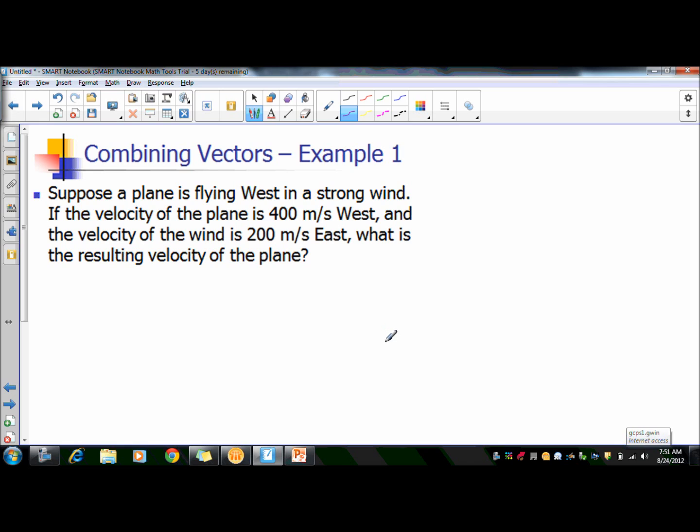So let's do an example doing 1D vector addition. This should look very similar to what we've already done in terms of distance and displacement. Suppose a plane is flying west in a strong wind. If the velocity of the plane is 400 meters per second west and the velocity of the wind is 200 meters per second east, what is the resulting velocity of the plane? Well, let's draw this. First, let's draw the velocity of the plane going west. The plane is going west at 400 meters per second.